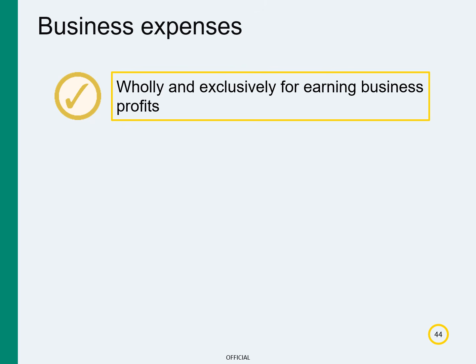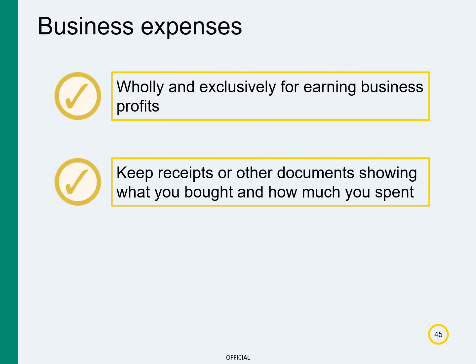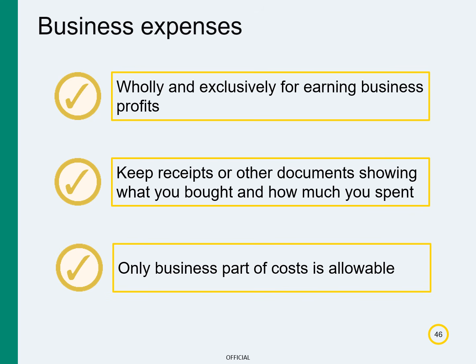Business expenses must have been spent for the purpose of earning business profits. This is known as the wholly and exclusively rule. You must keep a receipt or other document to show what you've bought and how much you paid for it. If you buy something that is used privately as well as in your business, only the business part of the cost is allowable.